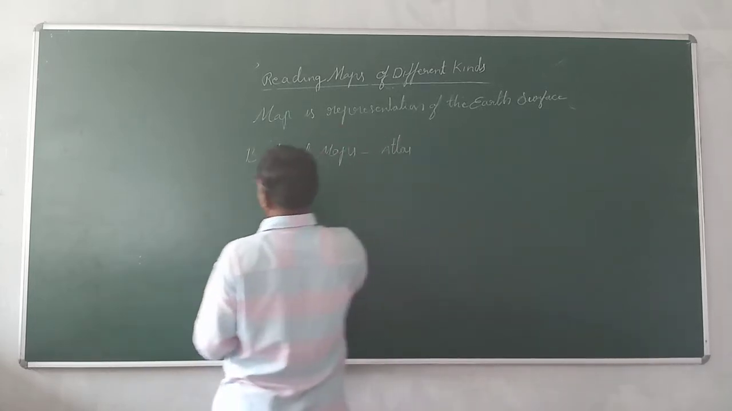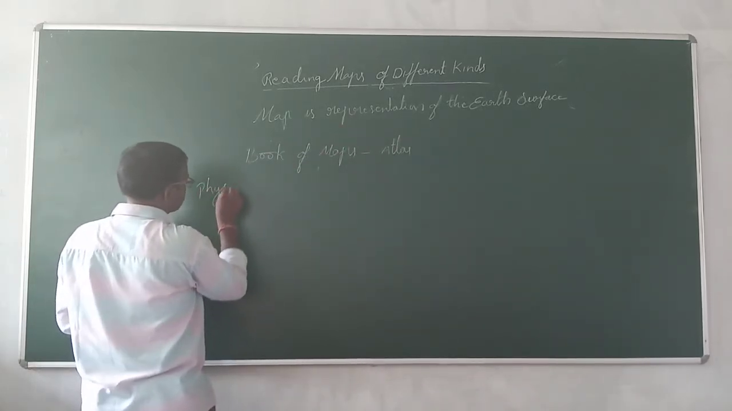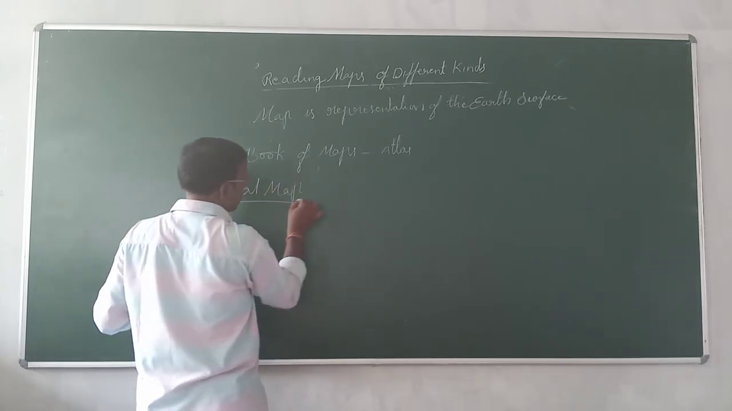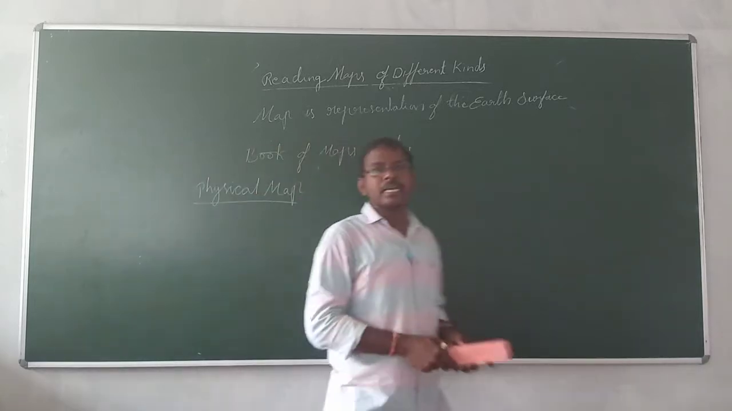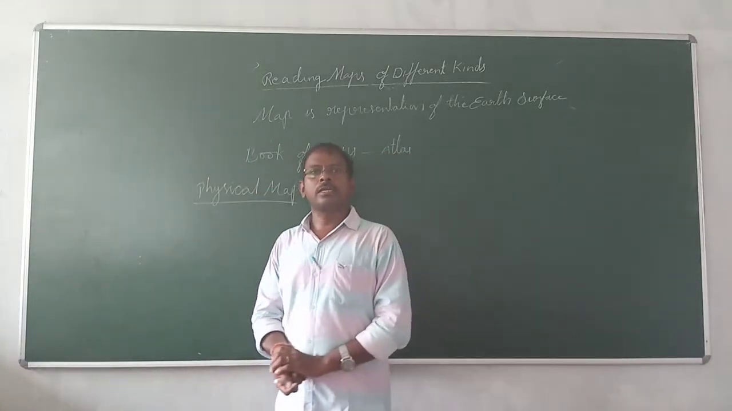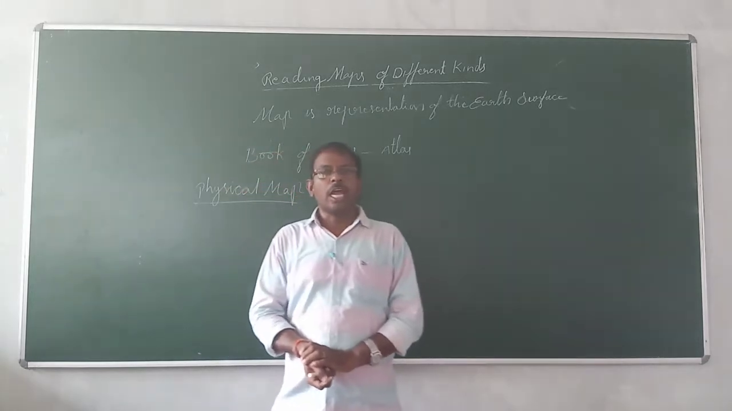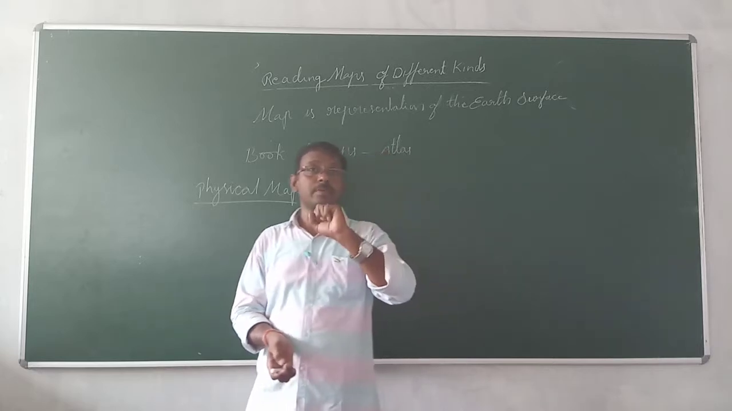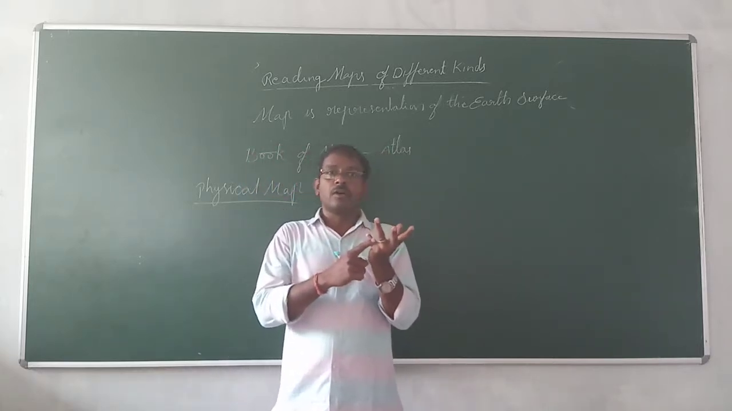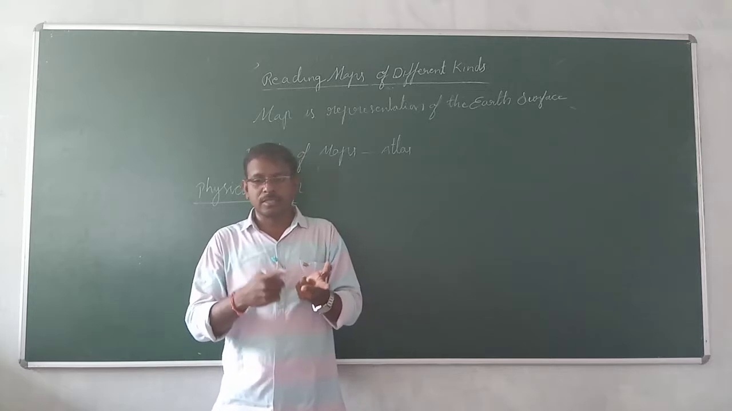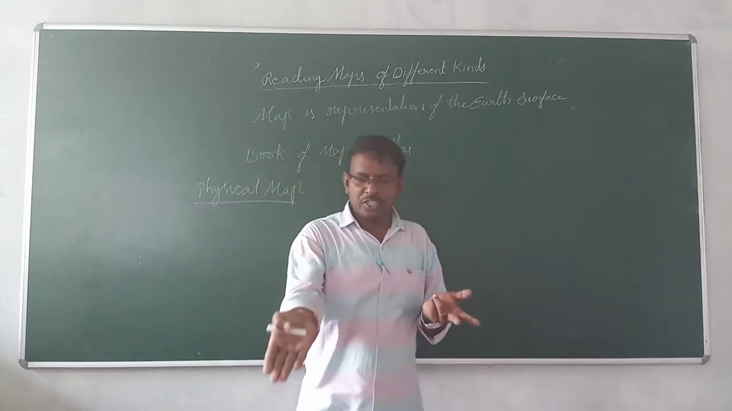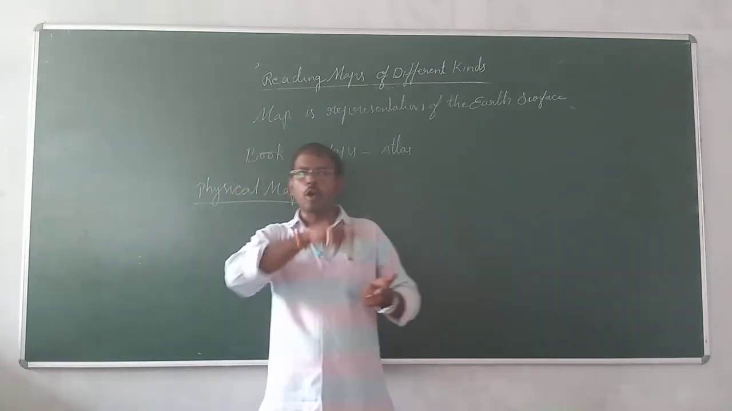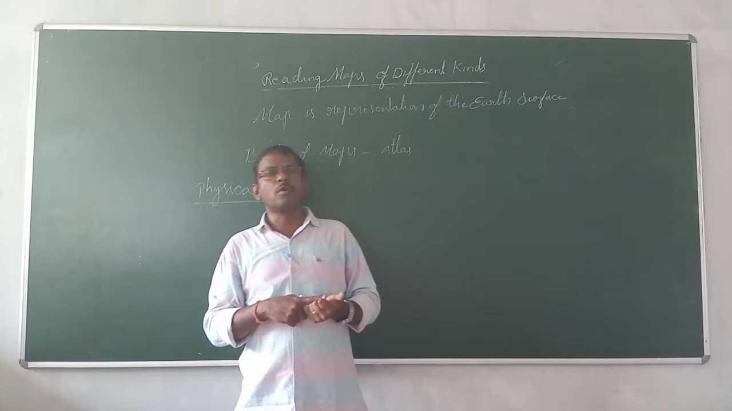If you see the physical map, there are different colors: green color, blue color, brown color, yellow color. Like that, colorful maps are there. Green color tells us forest areas. Blue color tells us water. Yellow color tells us cropped land, cropped area. And brown color tells us mountains or hills.